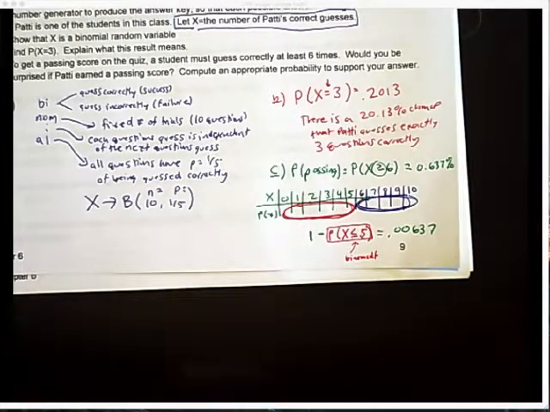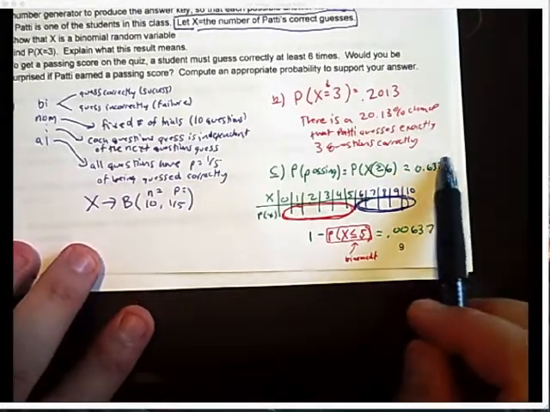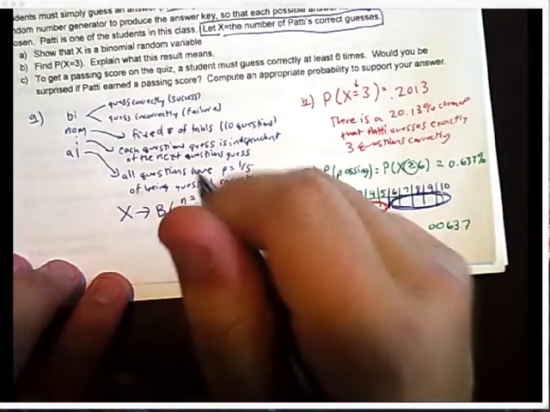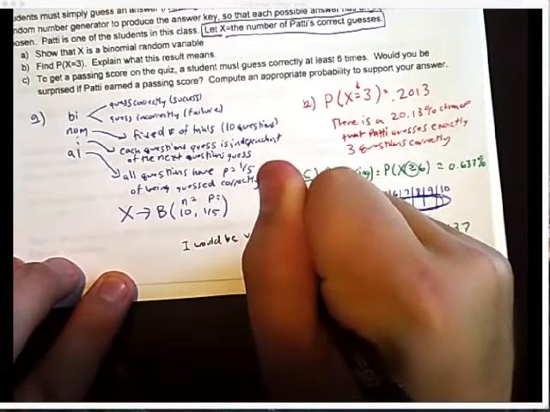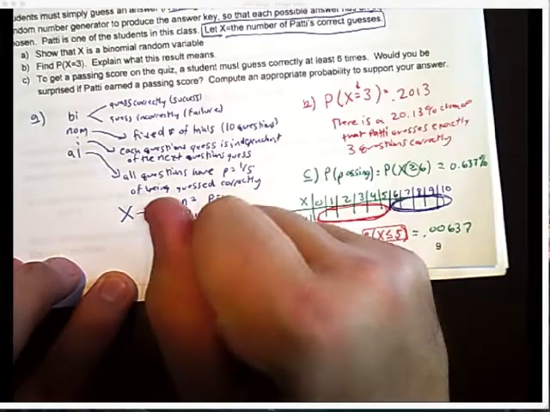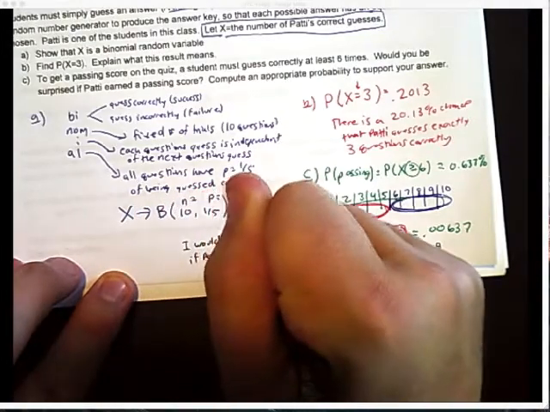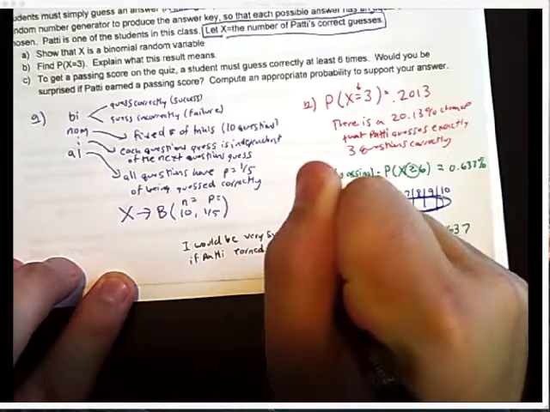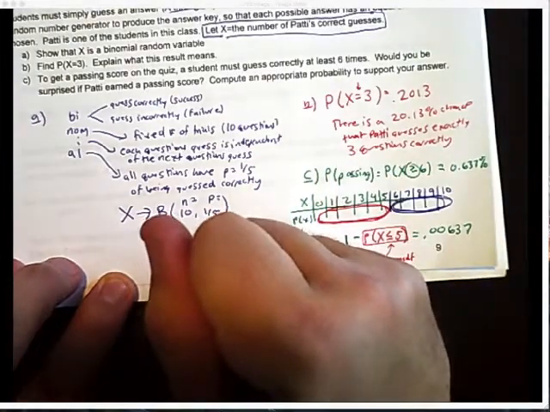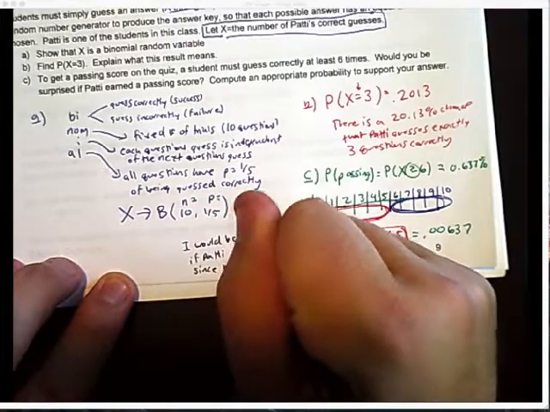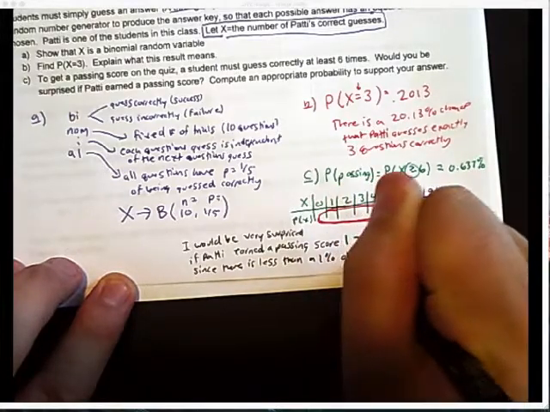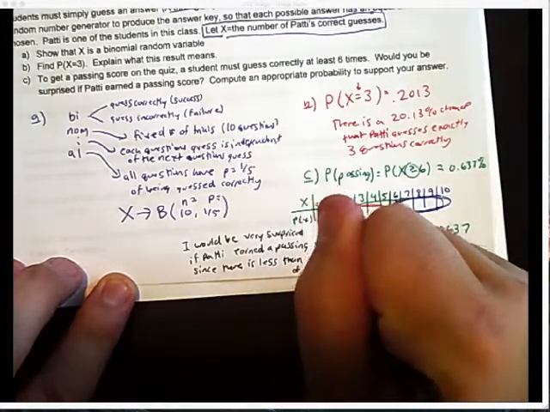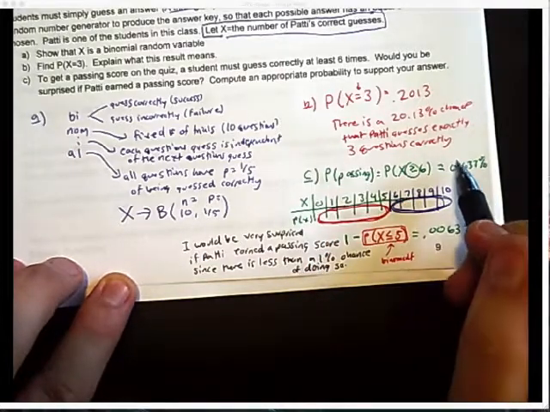All right. What do you think? Would you be surprised if someone earned a passing score if they only have that type of chance to get a passing score? Yes, you'd be very surprised. I would be very surprised if Patty earned a passing score, since there is less than a 1% chance of doing so. And this number is less than 1%.